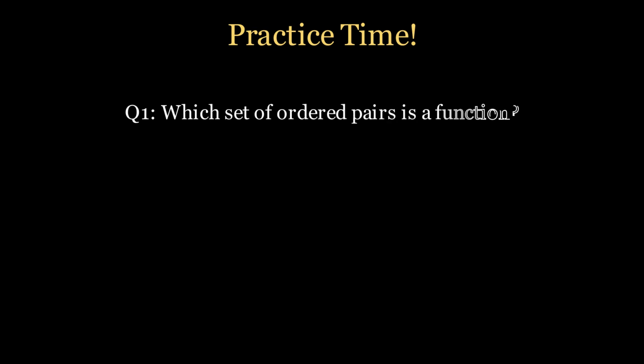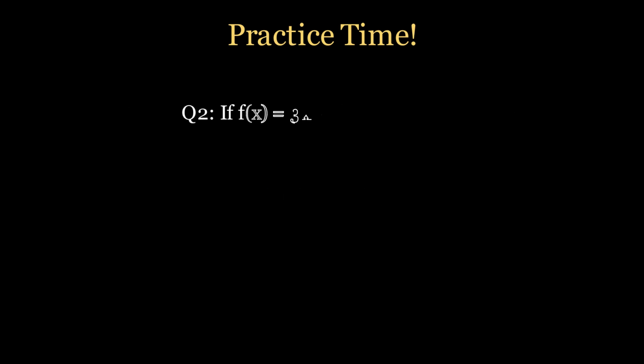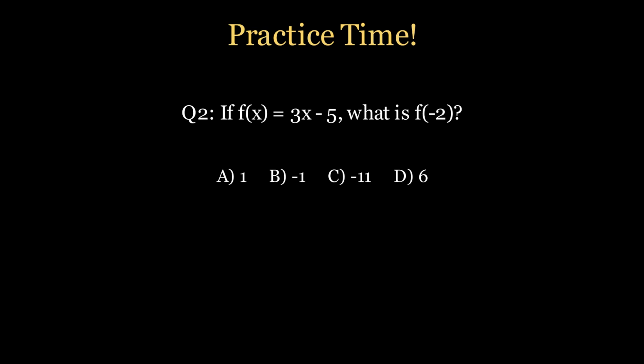Question 1. Which set of ordered pairs is a function? Remember, each input must have only one output. The answer is B. Different inputs can share the same output. That's completely fine. Question 2. Evaluate f of negative 2 for 3x minus 5. The answer is C, negative 11.